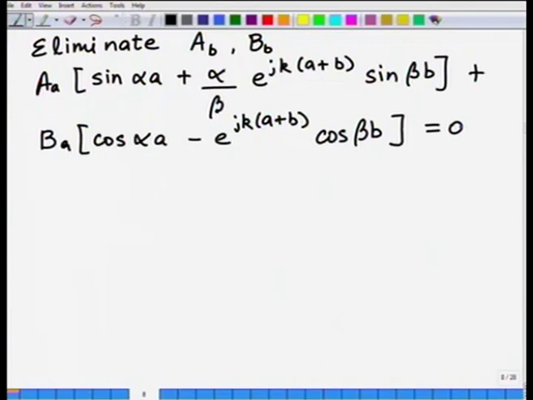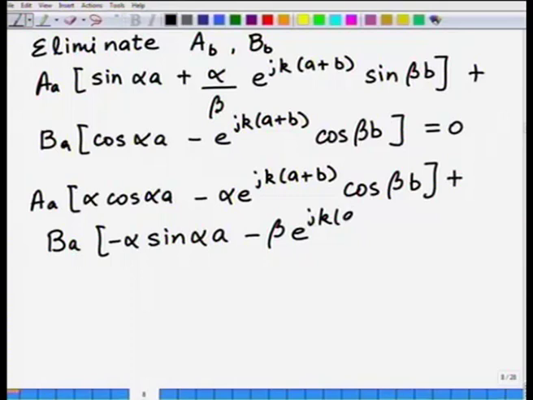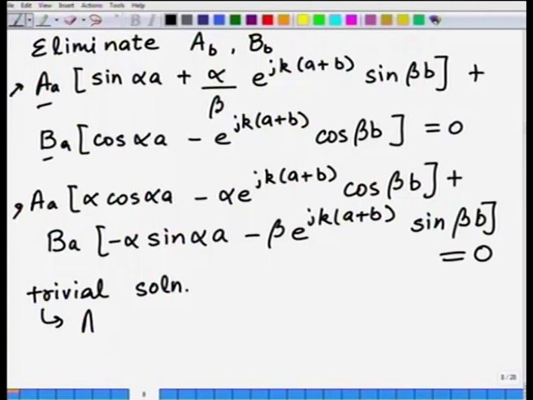Similarly, I can write the second equation after eliminating two variables as alpha cos alpha a minus alpha e to the power j k (a plus b) cos beta b plus B_A (minus alpha sin alpha a minus beta e to the power j k (a plus b) sin beta b) equal to 0. Now, instead of 4, I have 2 homogeneous equations and 2 unknowns, A_A and B_A. Of course, the trivial solution is both A_A and B_A being 0, but that is not what we are interested in.